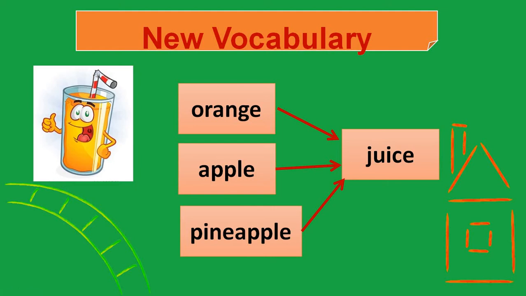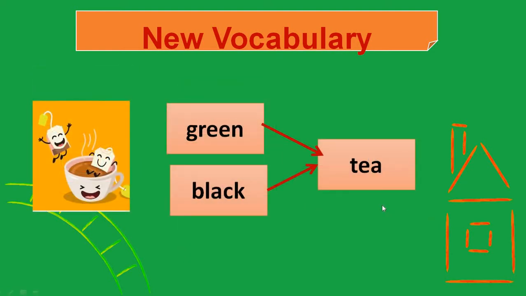Okay. What juice can we drink? А який же сік ми можемо пити? We can drink orange juice, apple juice, pineapple juice. Ми можемо пити який? Апельсиновий сік, apple juice, яблучний і pineapple juice. Ананасовий.